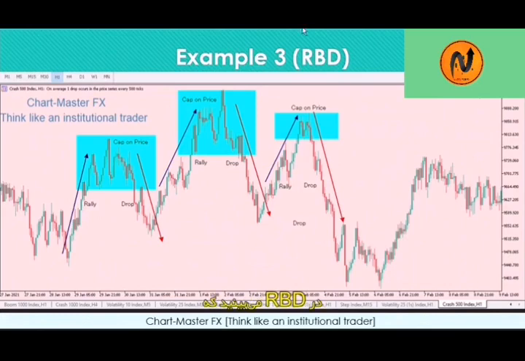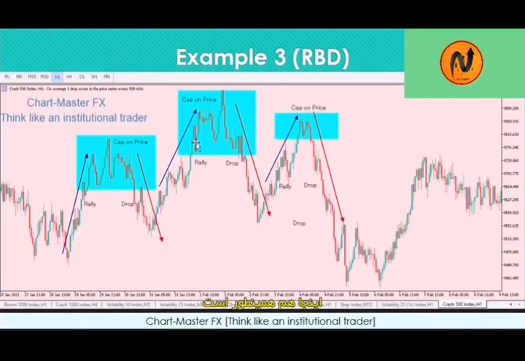So guys, on the RBD here, you can see that we have a rally in price, then we have a cap on price here, then we have a drop in price. So we have a rally, base, drop, which is what we call RBD. And take note of how you draw these caps. As you can see, the cap area, you need to draw it properly. You look at these lower lows and the higher high, and then you can draw. You identify the lower low and the higher high, then you draw your cap zone.